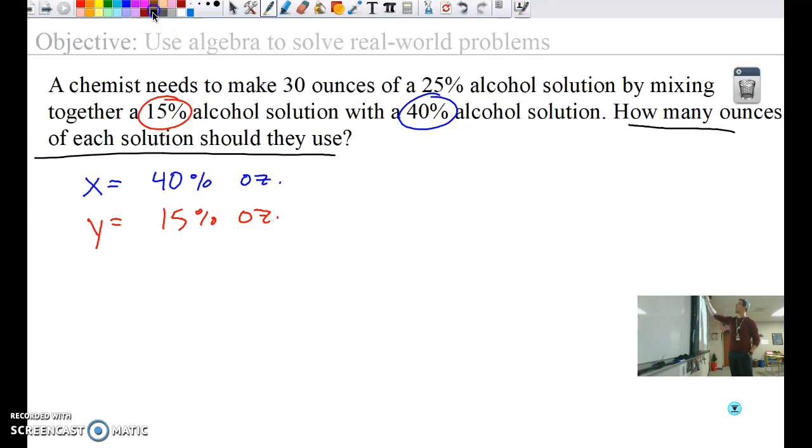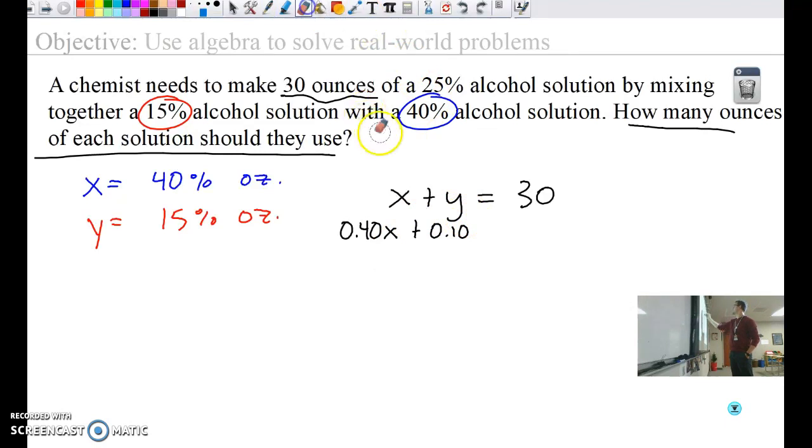So we know that when I add X and Y together, how many ounces do I need when I'm done? 30. The other information I know is that X is a 40% solution, so 40% of whatever X is is alcohol, plus 15% of the alcohol in Y, and then I need 25% of this 30 ounces to be alcohol.